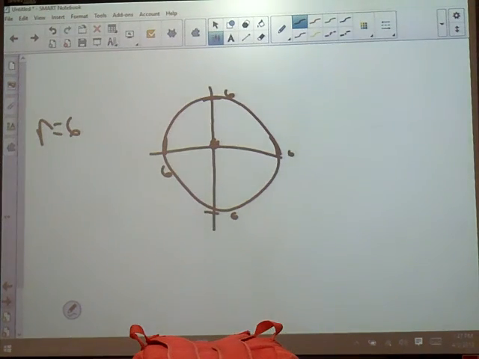Alright, true or false, number 9. False, correct. Because the y-intercepts would be the square root of 9, which would be 0, 3, and 0, negative 3. Yep.